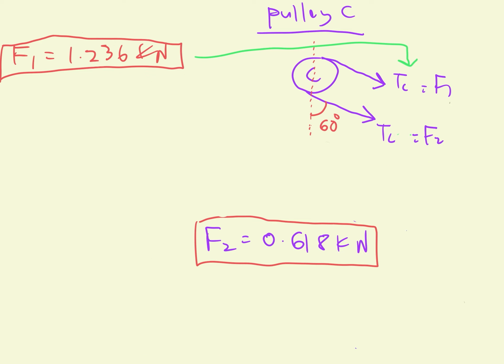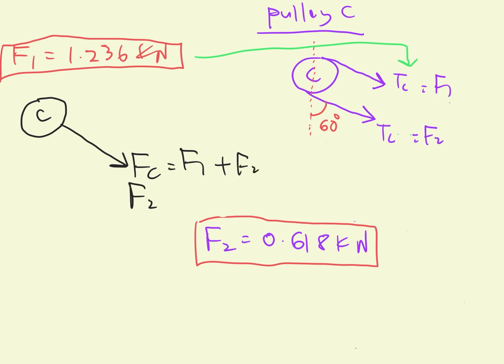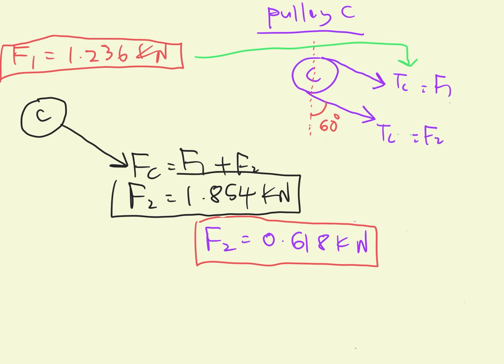So the total force acting at pulley C is equal to F1 plus F2. So Fc is equal to 1.854 kilonewton. So this is the total force acting at pulley C, which is 1.854 kilonewton.